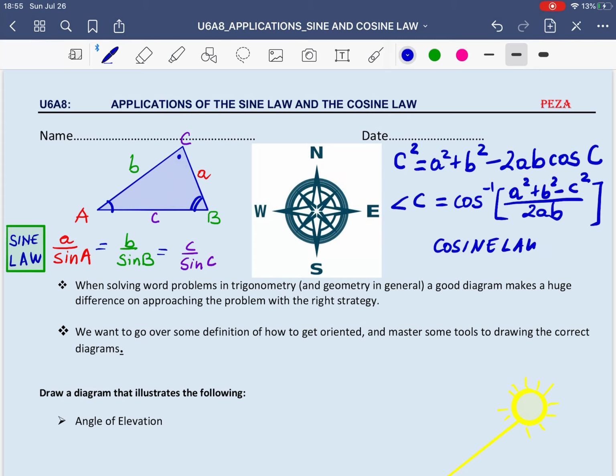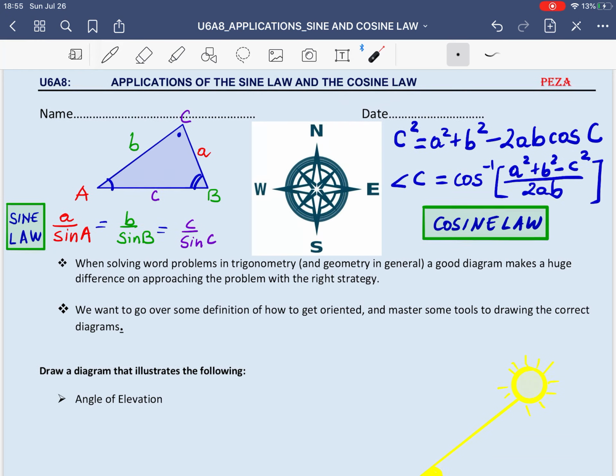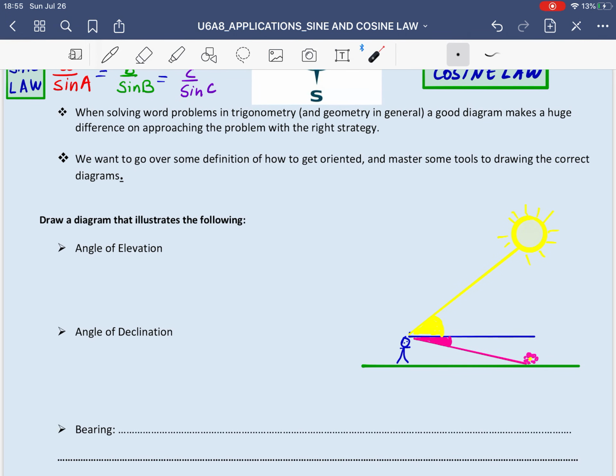So today we are going to take a look at how to solve application questions using both sine and cosine law. Now remember that whenever we are solving trig problems or any geometry problems in general, a good diagram would make a huge difference in approaching the problem with the right strategy. So we want to go over some definitions on how to get oriented and master some tools for drawing the correct diagrams. I am going to start with the concepts that we have actually explained and mentioned recently, but just to catch your attention and make sure that everyone understands, I'm going over it one more time.